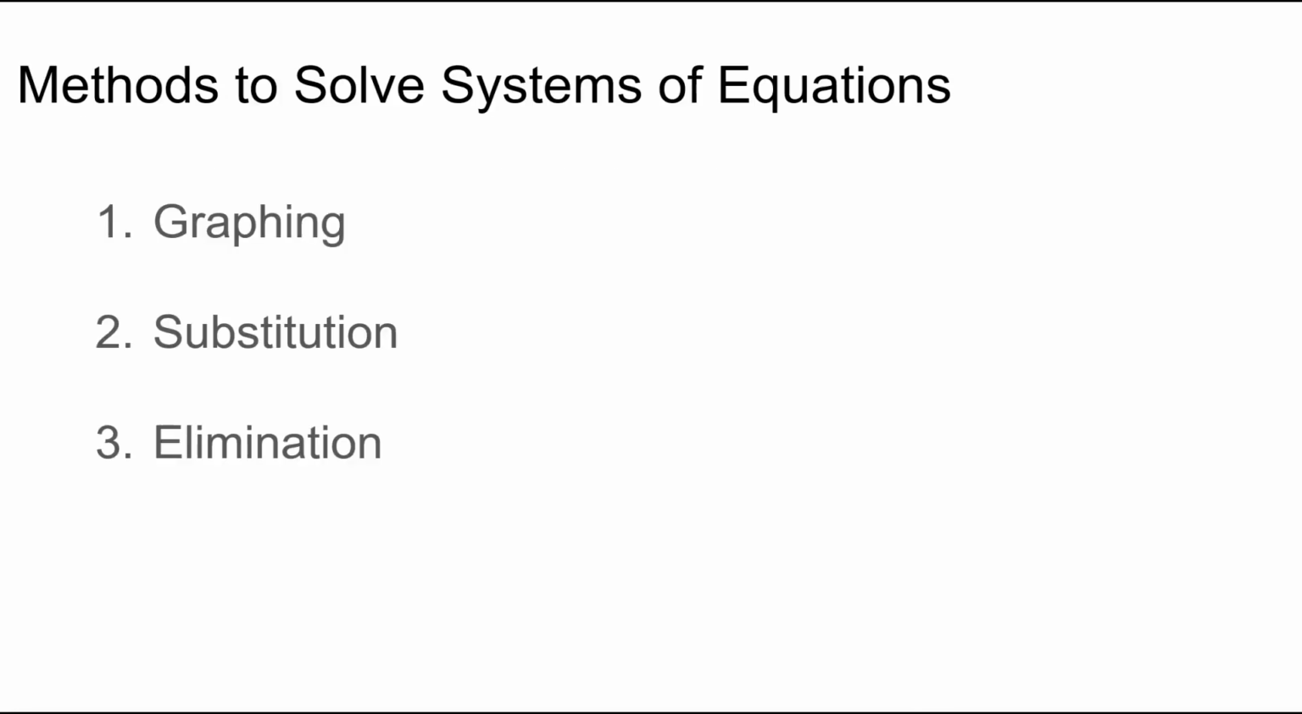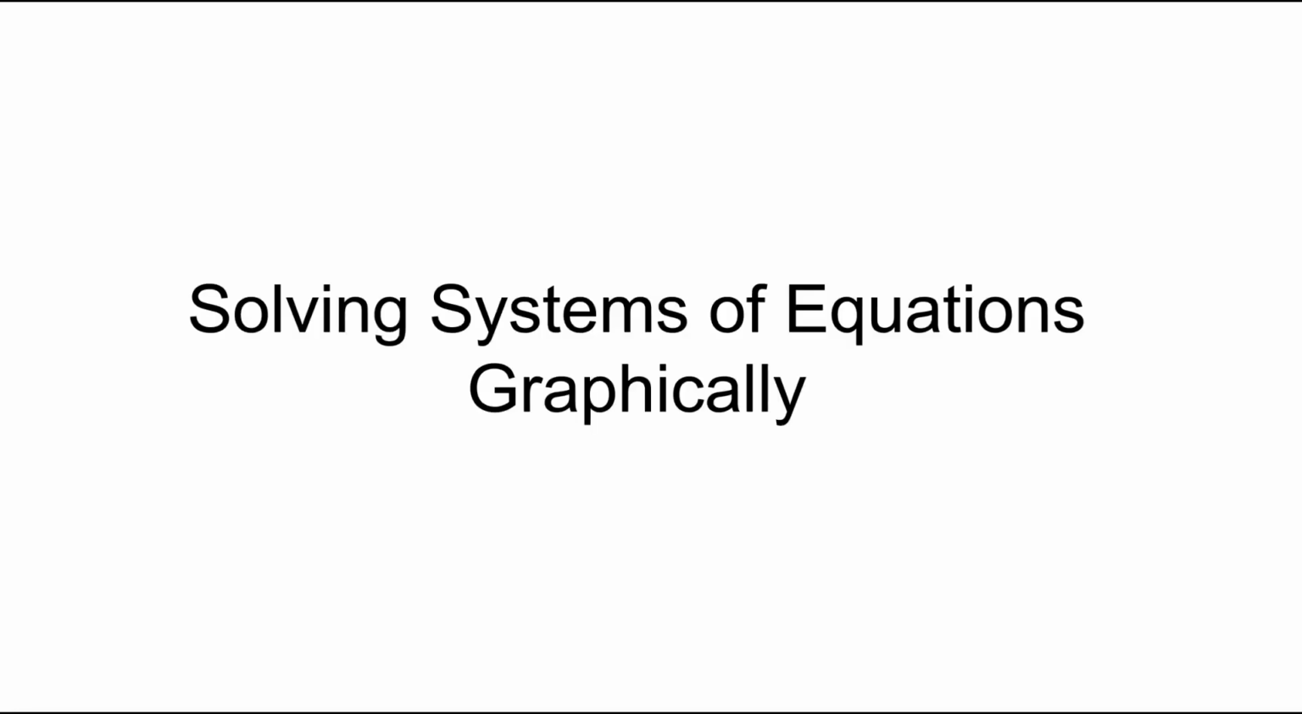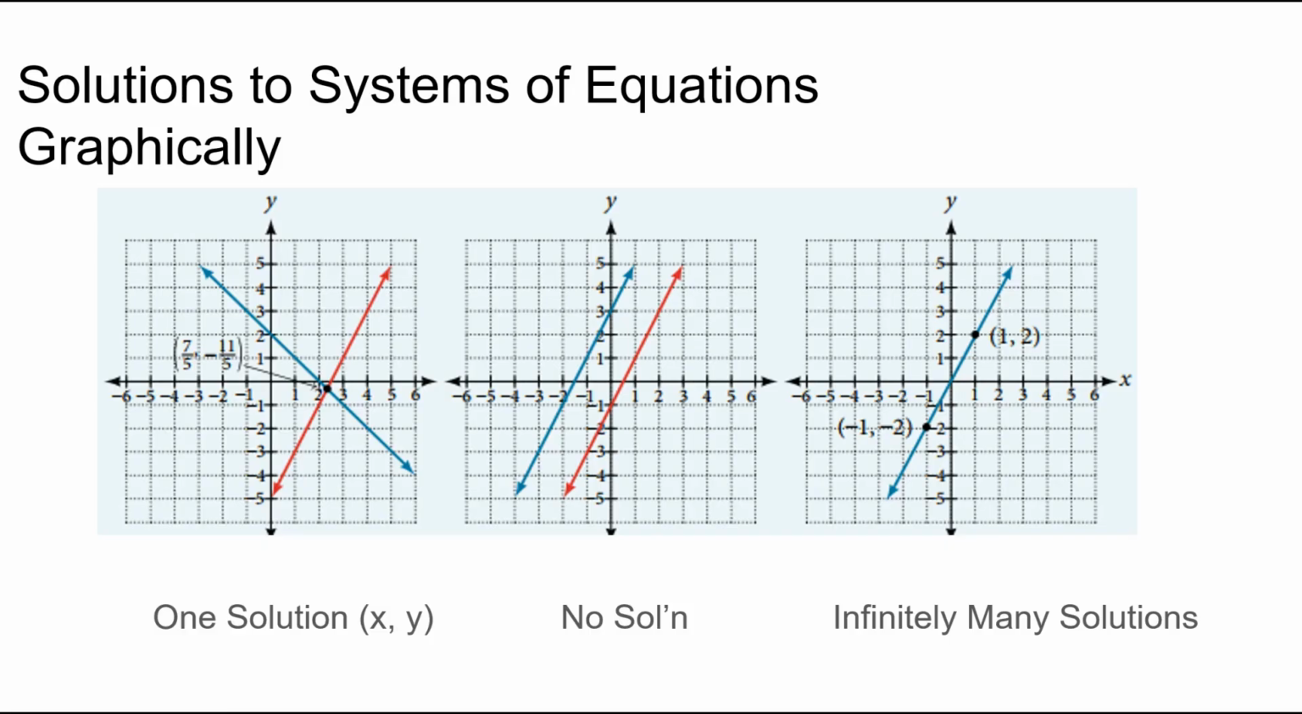Great, moving on. Methods to solve systems of equations. There are 3 methods: graphing, substitution, and elimination. In this slide series, we're going to look at graphing. So solving systems of equations graphically. There are 3 things that can happen when you graph two lines. They can intersect at one solution, which is what we're going to be talking about today.